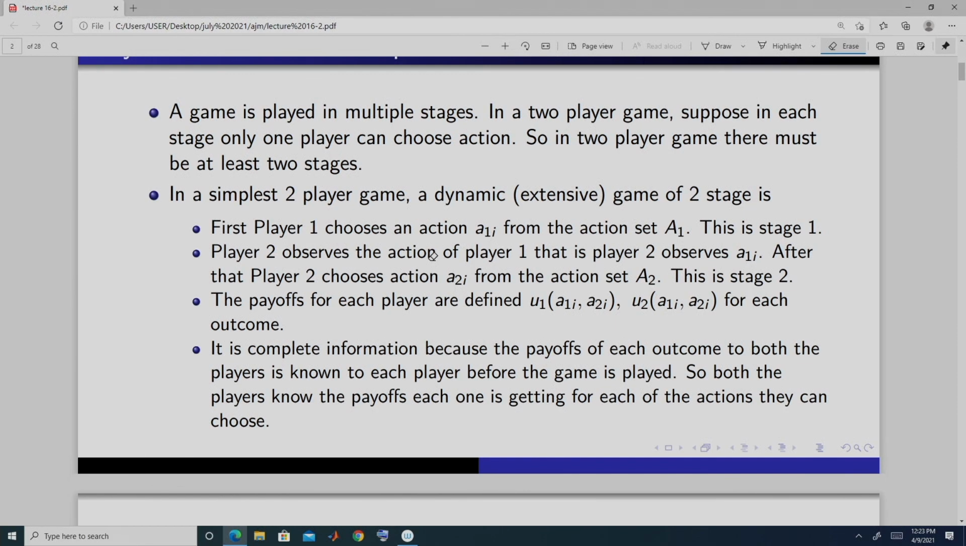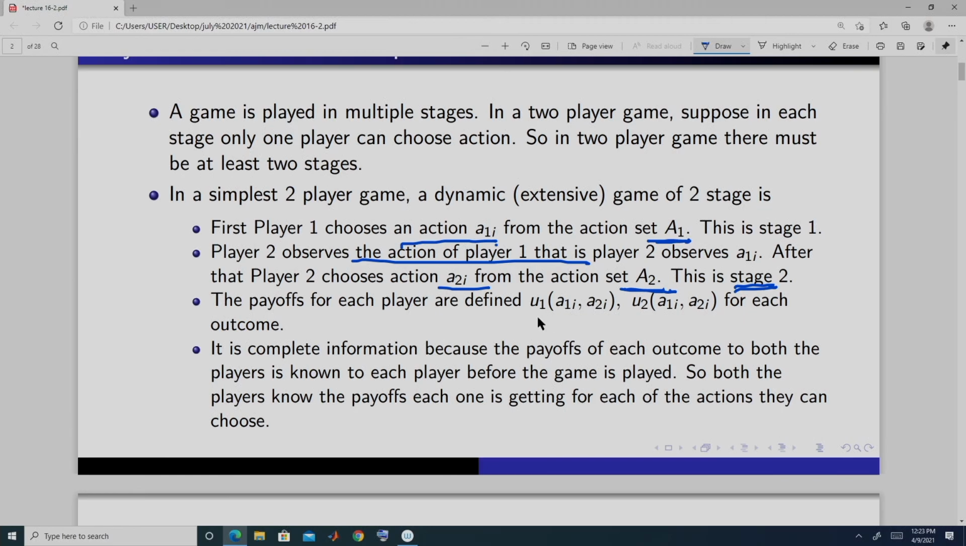In the simplest possible game, if we have two players, it can be something like this. Player 1 first chooses an action a1 from a set of actions, that is A1. That is stage 1. Player 2 observes the action chosen by player 1, and then player 2 chooses an action a2 from its set of actions, that is A2. So this is the simplest two-stage game, where in the second stage player 2 makes the decision.